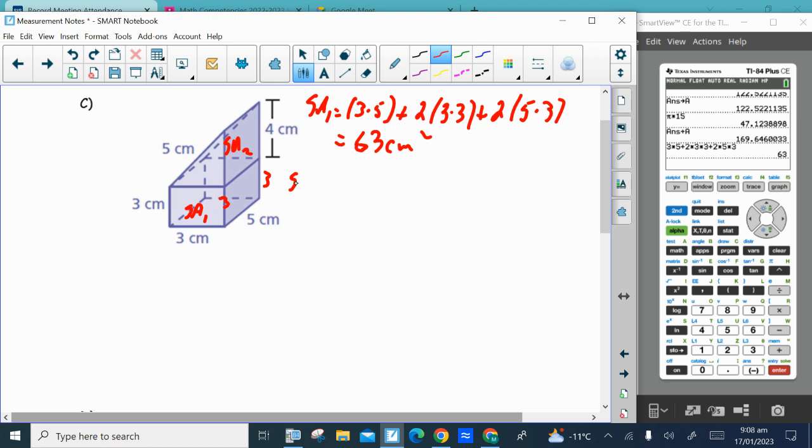Now the top is a triangular based prism. It has a triangular front and a back. So there's two pieces that are identical. And the height of these triangles is 4 centimeters. The base of these triangles is 3 centimeters. So there are two pieces, two triangular faces. So that's what the first two is. And the formula for area of a triangle is base times height divided by 2.